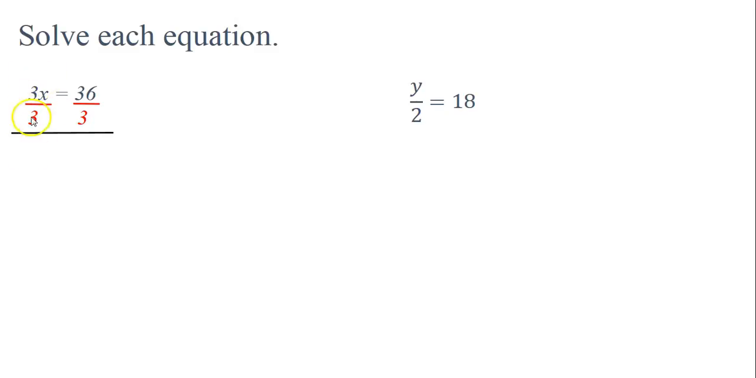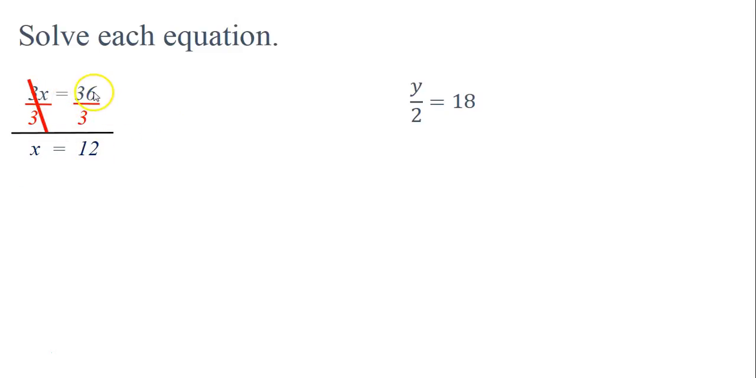3 divided by 3 becomes a 1, so it kind of crosses out. We can get rid of that. And then we go, x is equal to 36 divided by 3. x is equal to 12. And once again, we can check this by substituting 12 back into the original equation.